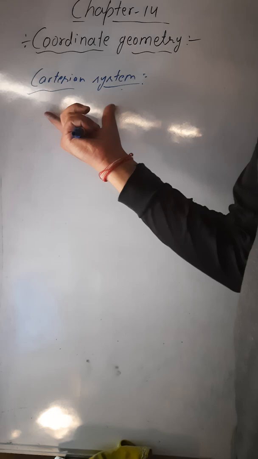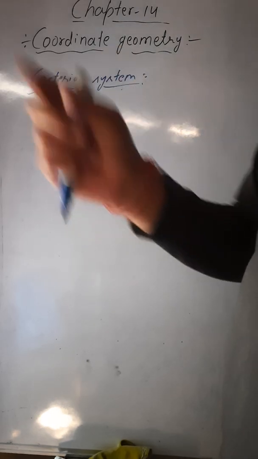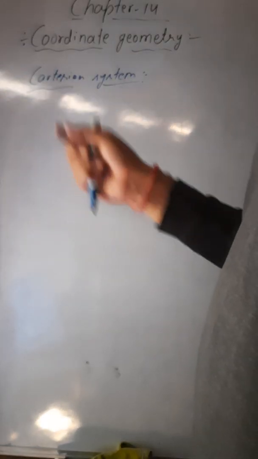It's a system used to locate a point in a plane. Suppose you have to locate a point in a plane. Suppose one point I am going to give you. Let's say the point is (2, 1). This point you have to locate in a plane. So how will you locate this point in a plane? This is known as the Cartesian system.